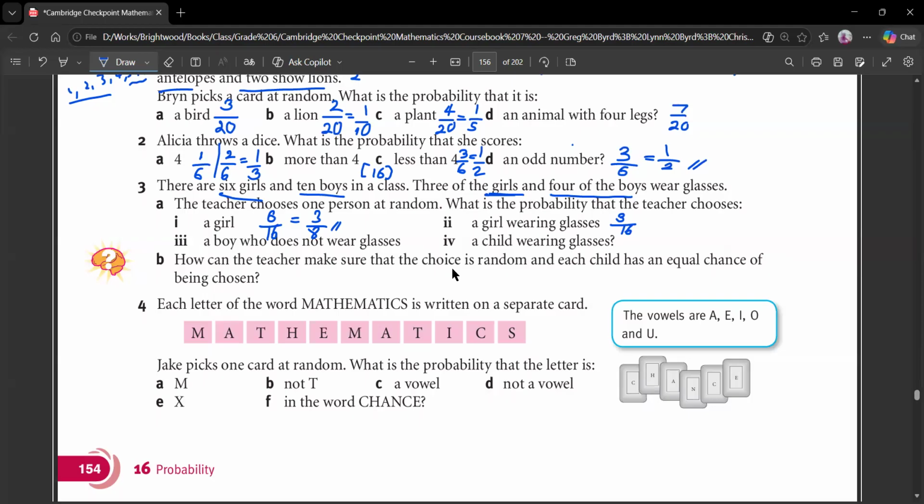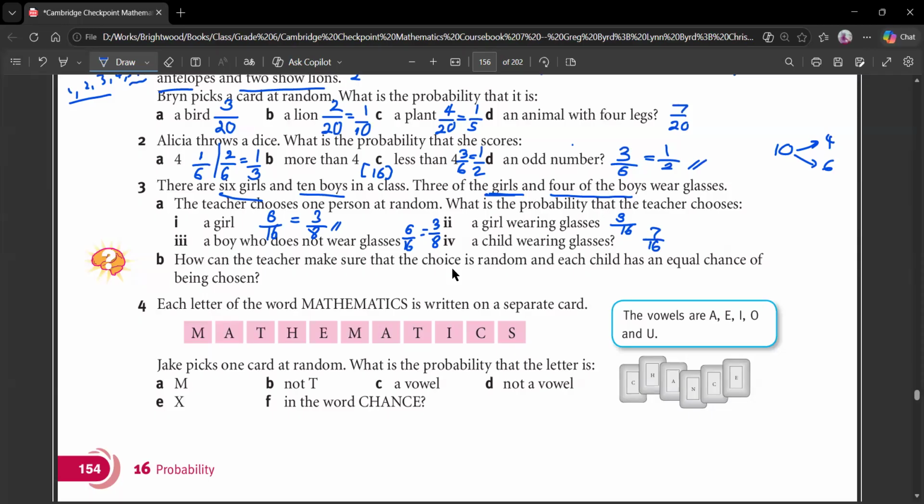3 out of 16. And 4 boys wear glasses. Altogether, there are 10 boys. 4 boys wearing glasses, so 6 are not wearing glasses. So not wearing glasses, it's 6 out of 16. You can divide by 2, it's 3 out of 8. 3 out of 8. A child wearing glasses. How many children? 4 boys and 3 girls, altogether 7 out of 16. Like that, and you can write it.